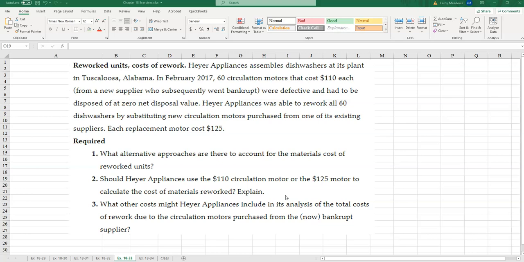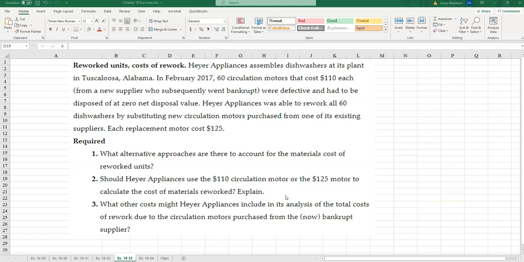Cost of any of the extra negotiations to obtain the replacement circulation motors. So whenever we have to incur additional costs to get those motors, such as the negotiations, or any higher price the existing supplier may have to charge to do a rush order, and let's say they have to rush these motors to us because we need those appliances out the door for our customers.